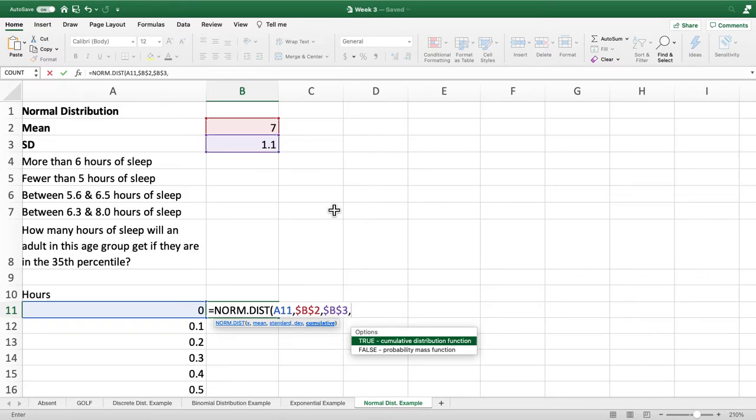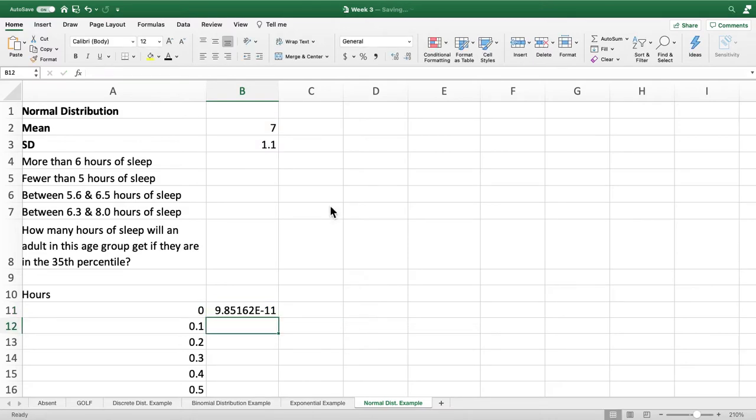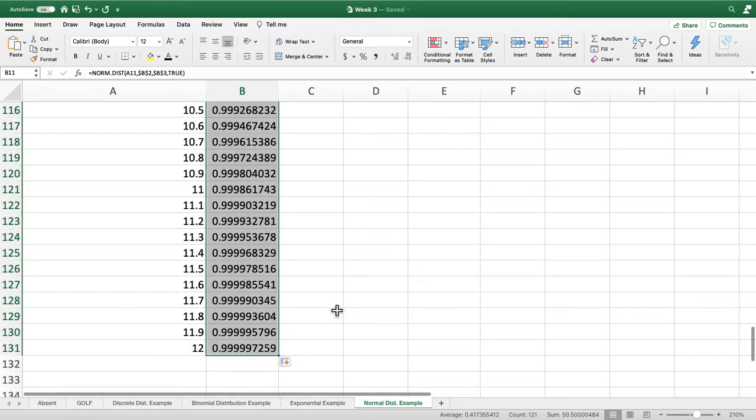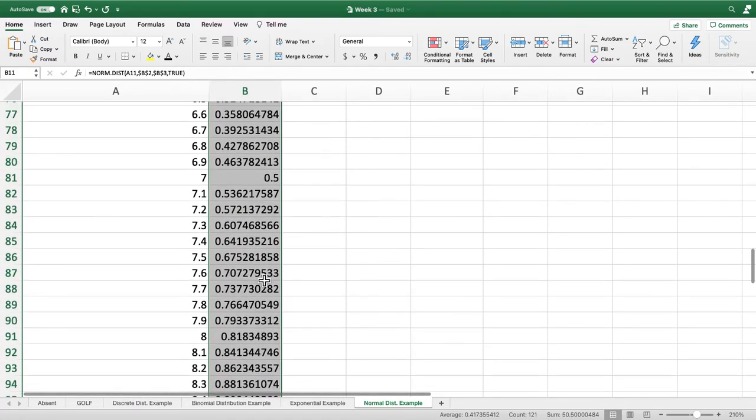And the reason I like to absolute reference is because what if we change the mean? What if we change the standard deviation? How's that going to change our probabilities? And then we want this to be true, because we are looking for the cumulative probabilities. And then you can drag it all the way down, or you can just double click. And it really doesn't take long to drag it all the way down.